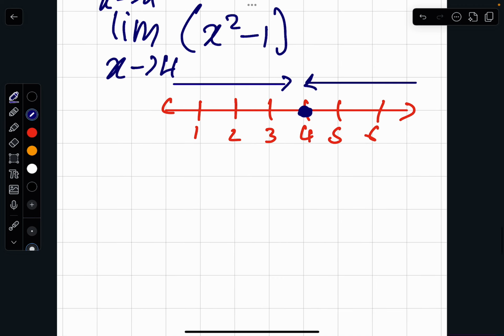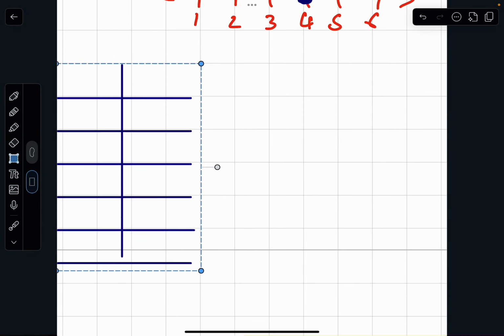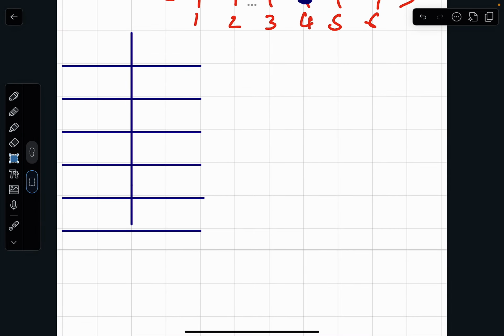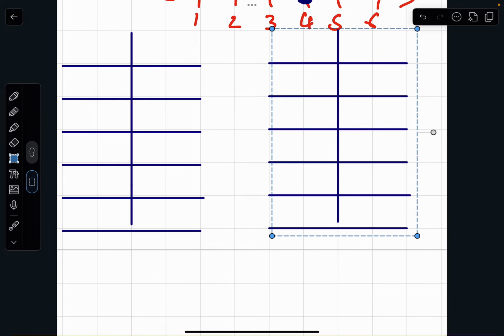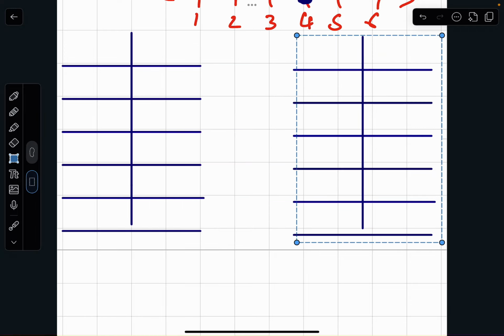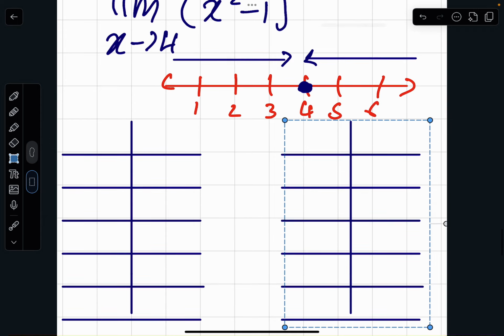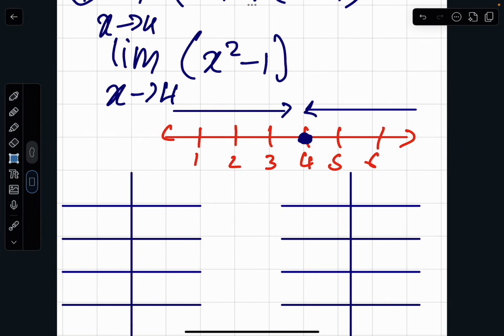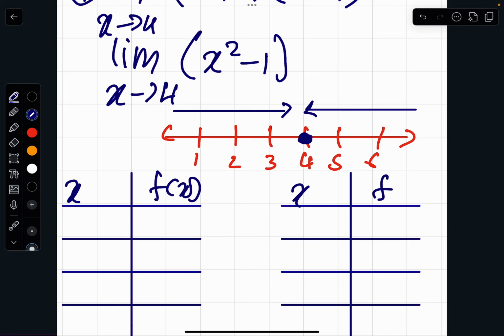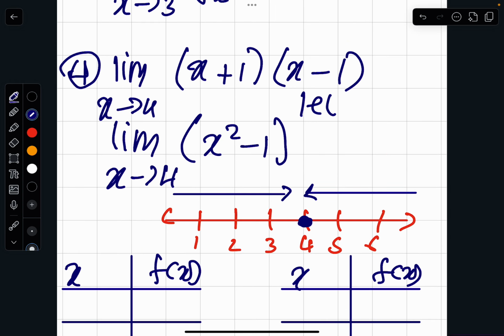Understand? So you have to draw what? You have to draw those two tables of yours that have 5 rows and how many columns? 2 columns. One column is for x values, ne? Therefore you are going to have x this side, f of x this side, then x this side, f of x this side. Why f of x? Because you are going to say, let f of x equal x squared minus 1.